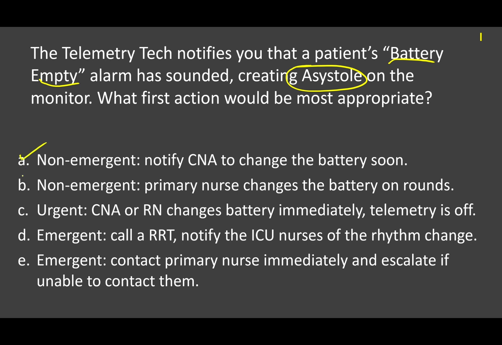Well, I'm going to take non-emergent off as a choice because we have asystole. The patient's on a monitor for a reason. We need to be able to see that heart rhythm. So this is a little bit higher end, and so you have to decide, is this an urgent matter or is it just emergent? Well, the monitor tech has likely contacted that primary nurse immediately and is really pushing to escalate if it doesn't get corrected soon. So for you as the nurse at the bedside or the CNA, whoever it may be, this is definitely an urgent matter. It doesn't matter who does it, but that battery needs to be changed as soon as possible.